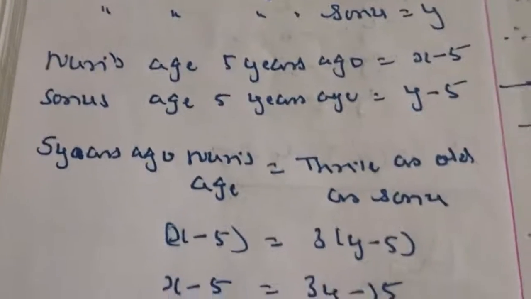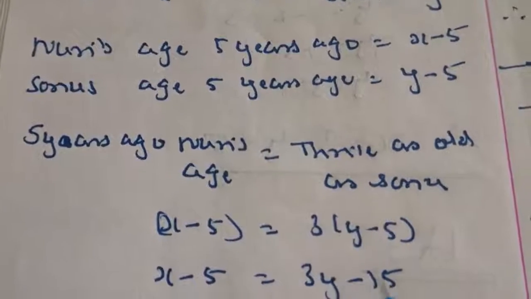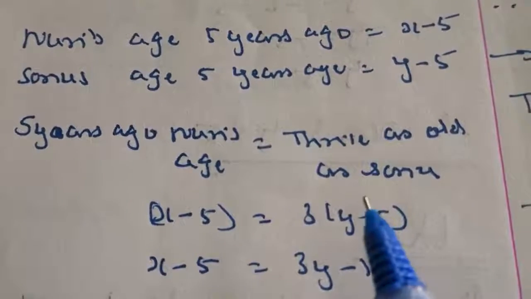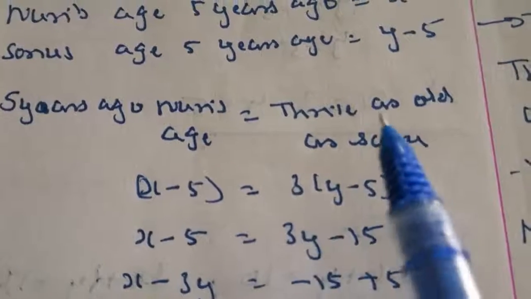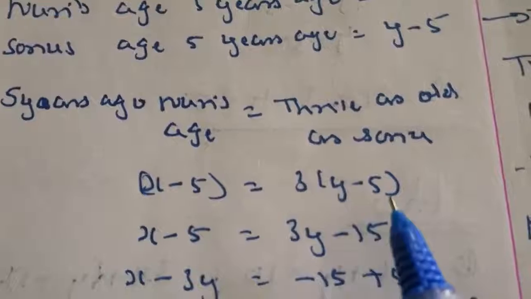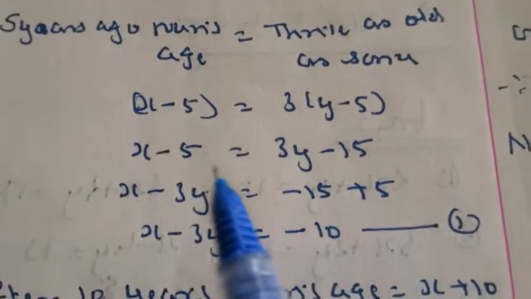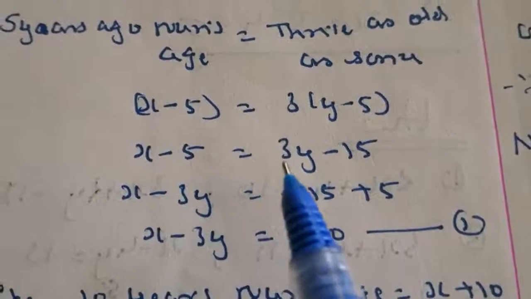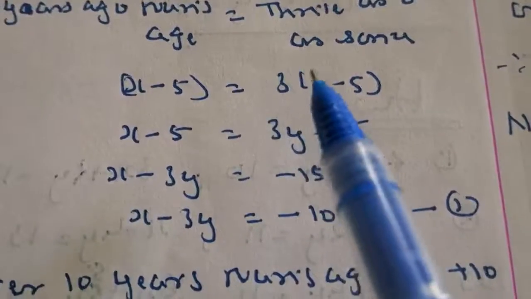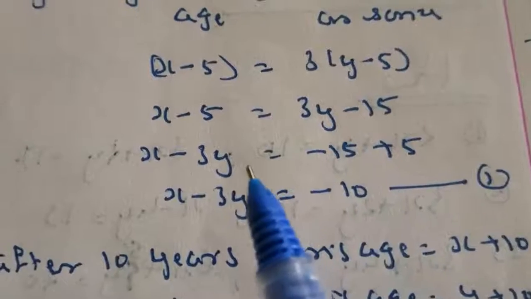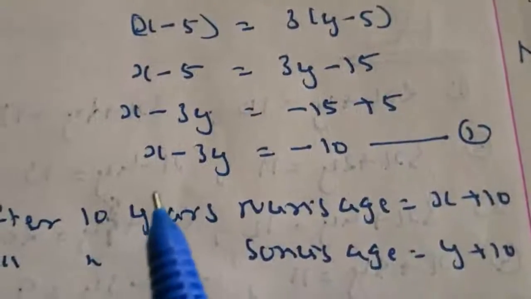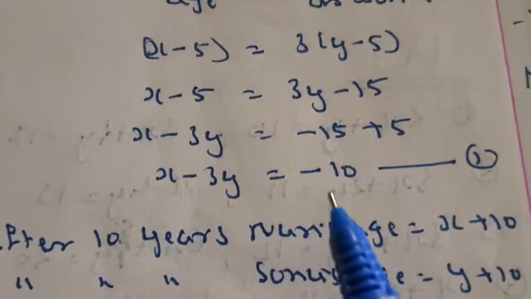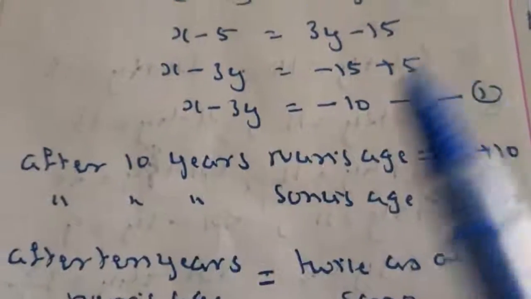So Nuri's age will be thrice Sonu's age. So Nuri is X minus 5 and thrice of Sonu, that is Y minus 5 into 3. That means X minus 5 is equal to 3Y minus 15, multiplying 3 by Y and 3 by 5. Shifting 3Y to the left hand side and minus 5 to the right hand side, it becomes X minus 3Y is equal to minus 10. That is your equation number 1.